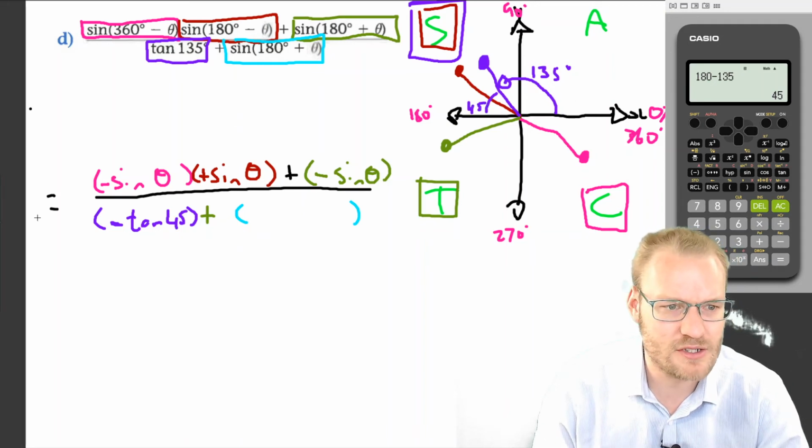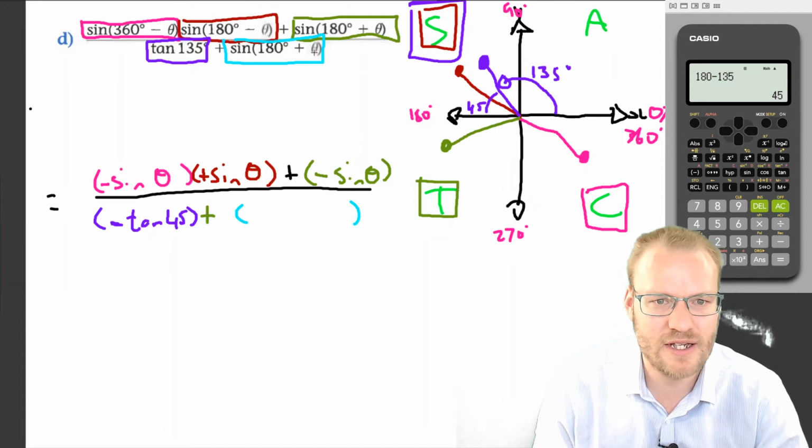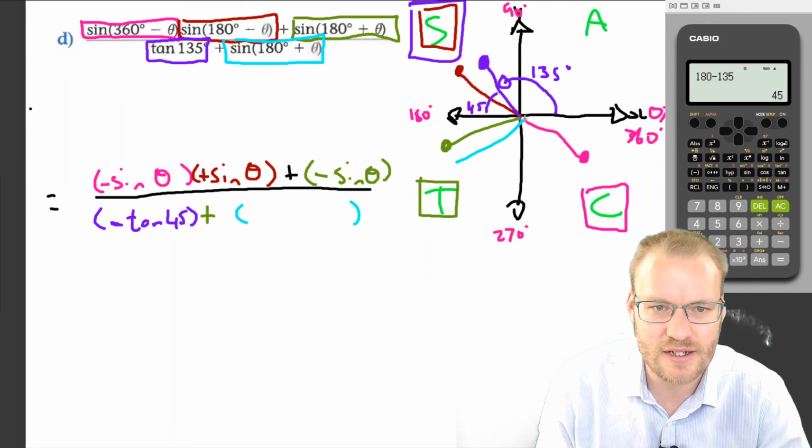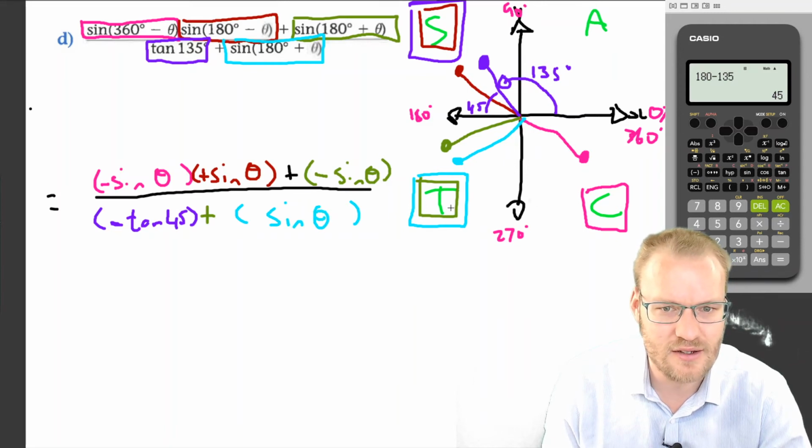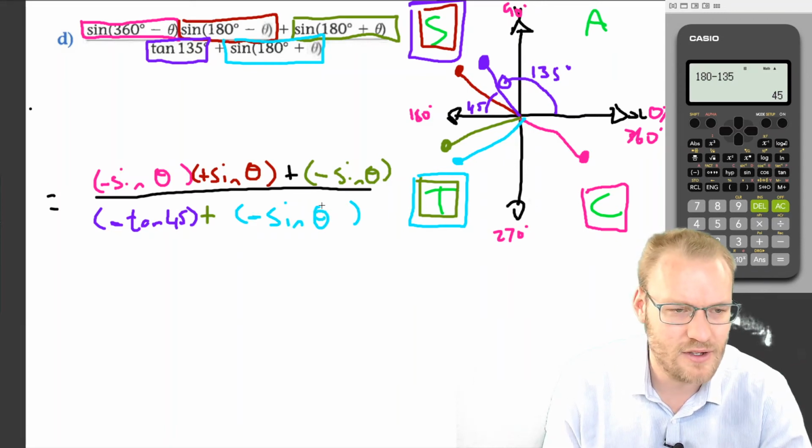Okay, then we've got our last bit, sine of 180 plus theta. 180 plus was down here, that's like this one here. So we're sitting down here, this is tan's quadrant. So 180 plus stays as sine theta. It's tan's quadrant, so it must be negative.